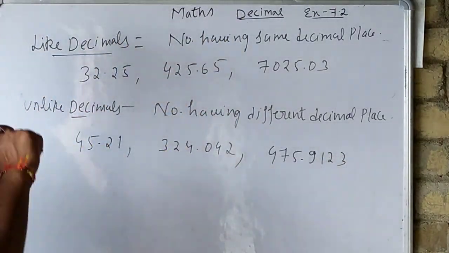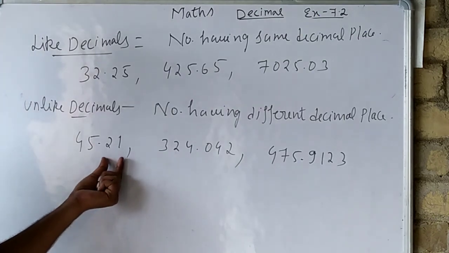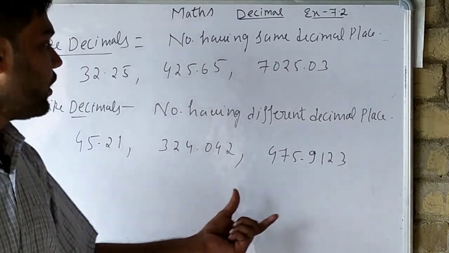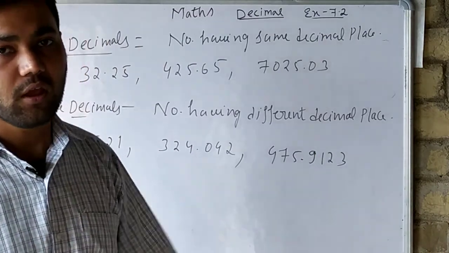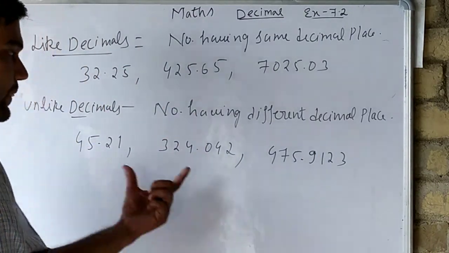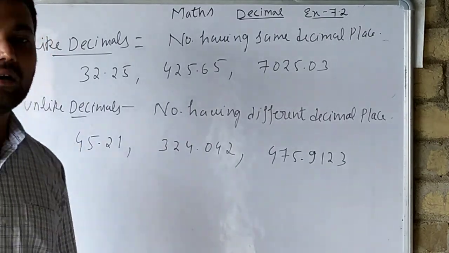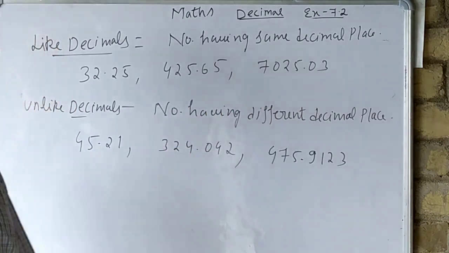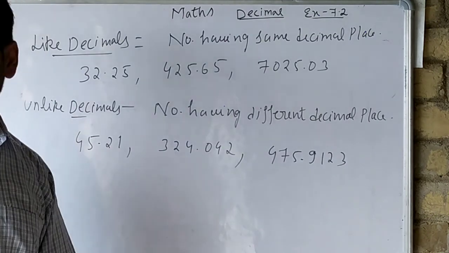Here in 45.21 we have two decimal places, 0.21. In this number we have three decimal places, 0.042, and here we have four decimal places, 9123. So we will say that all are unlike decimals. They don't have the same number of decimal places. So all these are unlike decimals, and these are like decimals, because they have the same number of decimal places. So this is very simple, like decimals and unlike decimals.